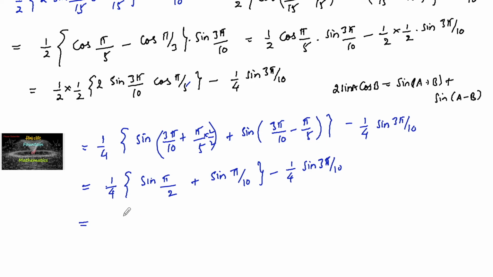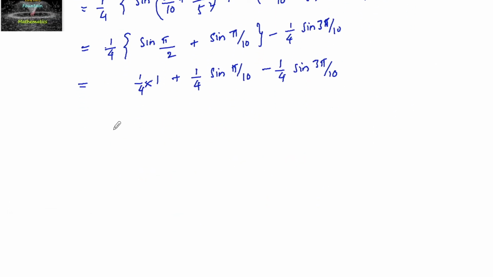So which equals 1 by 4 into sin pi by 2, that is 1, plus 1 by 4 into sin pi by 10 minus 1 by 4 sin 3 pi by 10. So in the next step let us write 1 by 4 plus 1 by 4, taking common, sin pi by 10 minus sin 3 pi by 10, and let us use the sin C minus sin D formula.